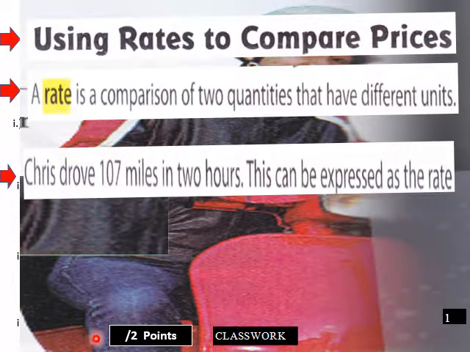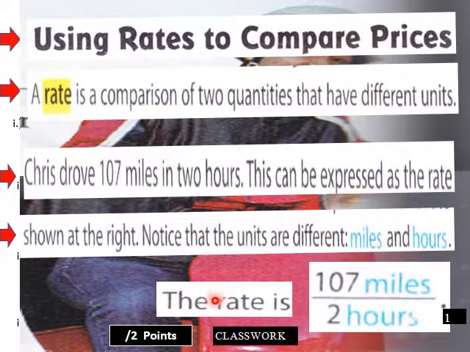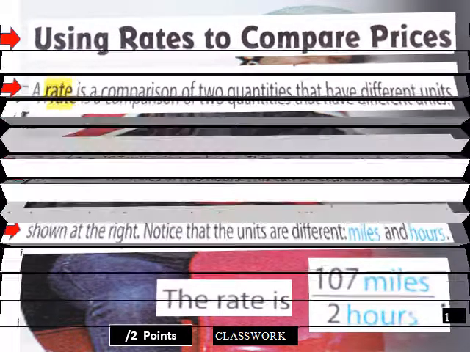Chris drove 107 miles in 2 hours. This can be expressed as the rate shown at the right. Notice that the units are different, miles and hours. So we have distance and time here. The rate is 107 miles for 2 hours. So we have distance over time.